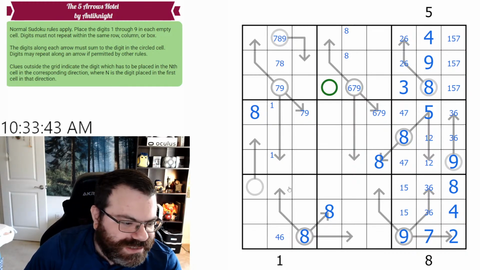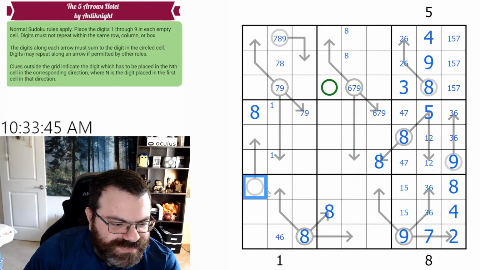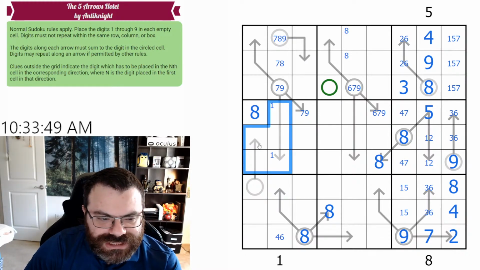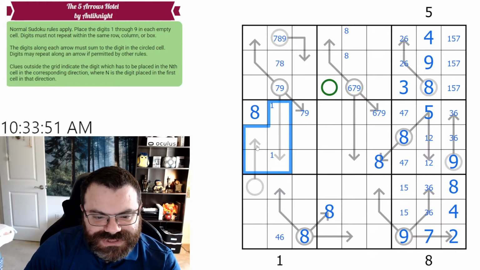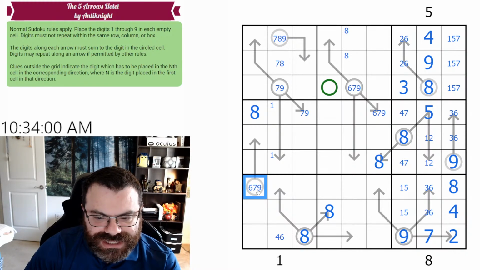Pretty amazing. Doesn't row 7, column 1 have to be big because of the 5 arrow cells in box 4? Ah, true. So Zeta's point is these also add to 15 at least. So if this is at most 9, this has to be at least 6. Can't be an 8.